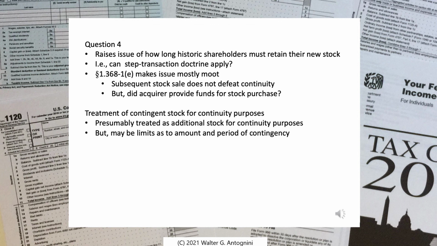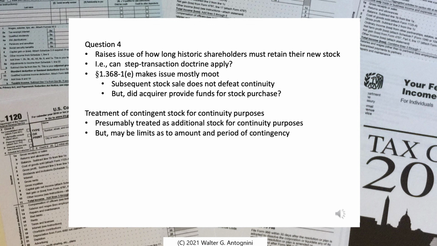Why is that? Because Regulation 1.368-1(e) makes it mostly theoretical. This regulation indicates that a subsequent sale of the acquirer's stock by the target shareholders does not generally break continuity. Now, the regulation leaves open the possibility of applying this doctrine on a facts and circumstances basis, and the critical issue for applying the doctrine appears to be whether the acquirer directly or indirectly provided the funding for the sale. And so, absent that fact, where the acquirer directly or indirectly provided the funding for the stock sale, the continuity of interest requirement will be satisfied even though there is a subsequent sale of stock.